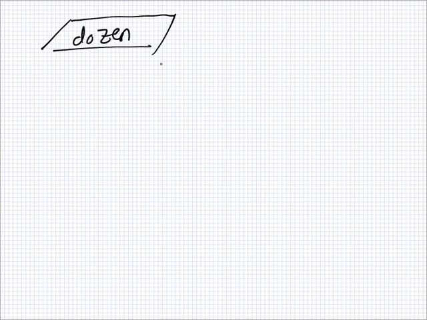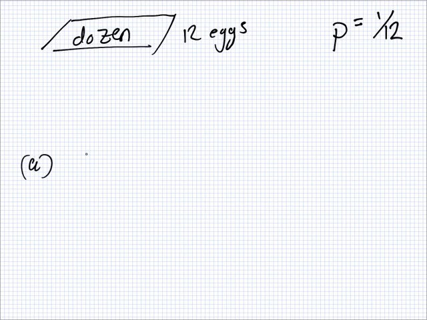Right, so for this one, how many eggs in a dozen? There's 12 eggs in a dozen. Let's say the probability an egg is broken is, I don't know, 1 over 12, let's say. I think that's reasonable. Right, so my first question, what's the probability that there's at least 1 broken egg in your dozen?